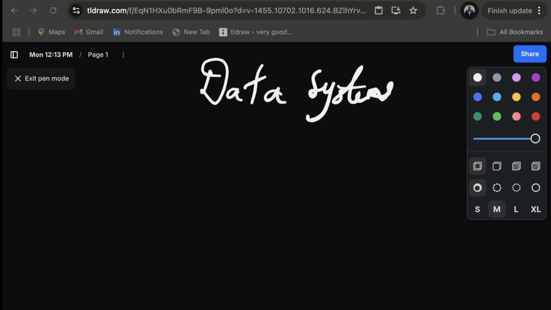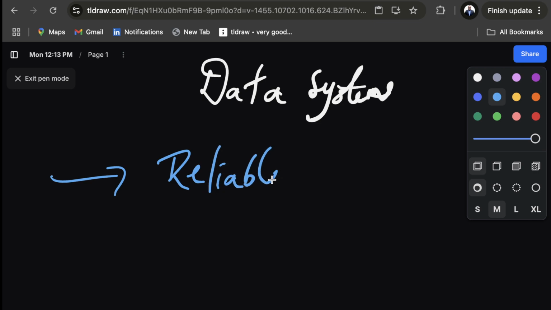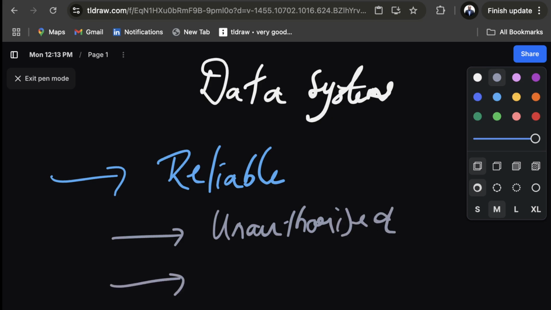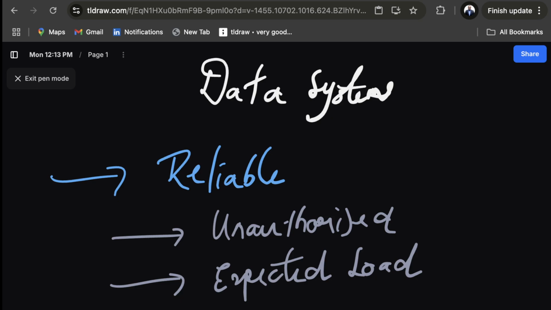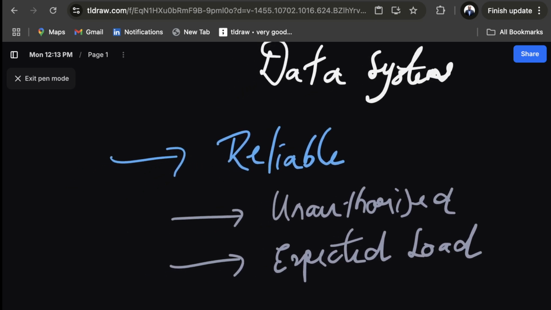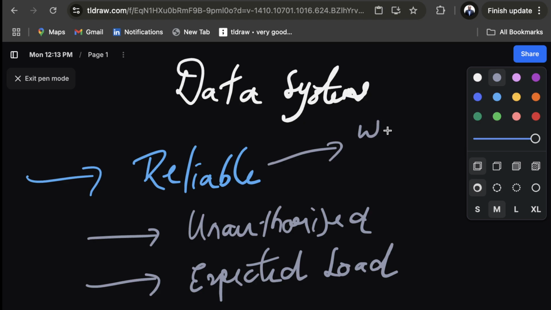Reliability is the first key point: how reliable is our database? Basically, this is related to performance. Is the performance good enough under the expected load and volume? Is the system capable of handling unauthorized and abused access? Is it capable of giving proper results when there is more than the expected load, or is it working well under the expected load? That is basically reliability. If all those things work together correctly, then we can understand reliability as continuing to work correctly.